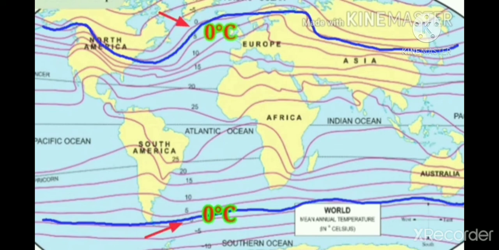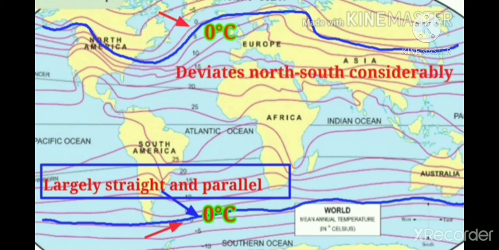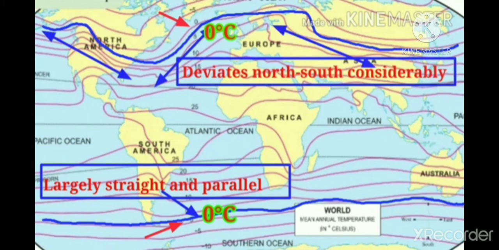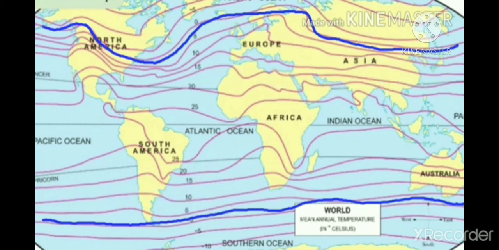Observe them. The 0 degree Celsius isotherm in the southern hemisphere is largely straight and is parallel to the line of latitude. Comparatively, the line of the same value in the northern hemisphere deviates north and south considerably. In the west, in parts of the Pacific Ocean, it is fairly straight, but when it enters the continent of North America, it turns somewhat to the north, then the line proceeds eastwards.